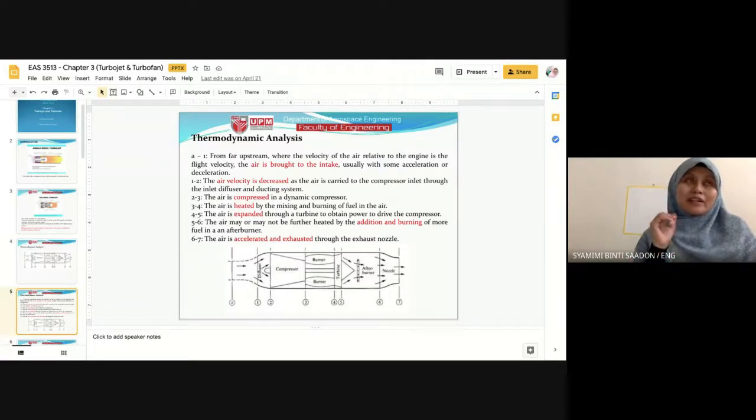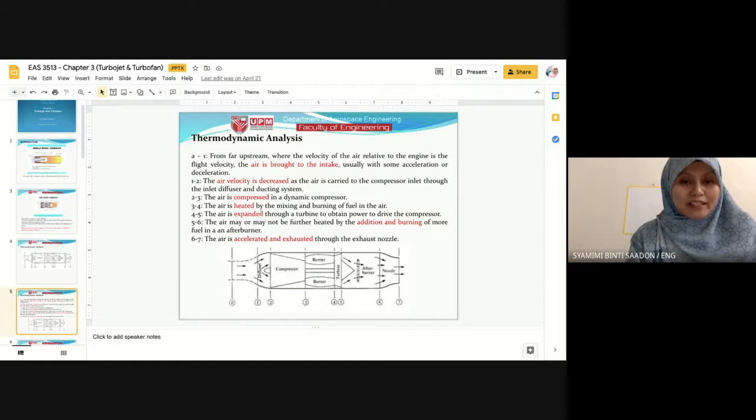So the air, after being expanded, goes into the nozzle to produce high velocity of the air, and then we produce the propulsive force. The extra air will be rejected to the ambient. That is why it is called an open cycle. So you have to understand the process.